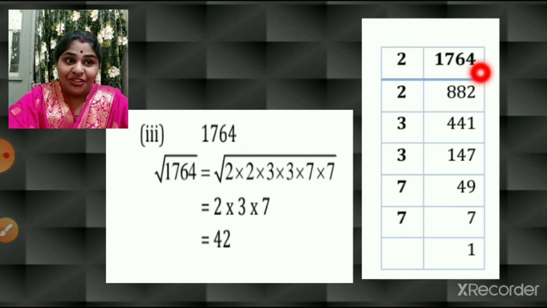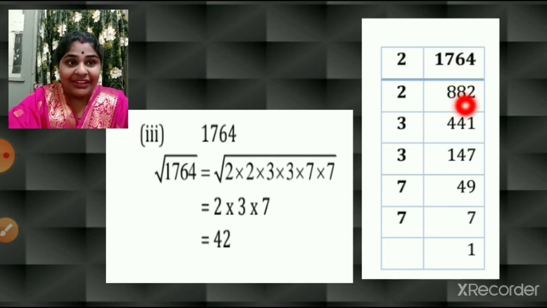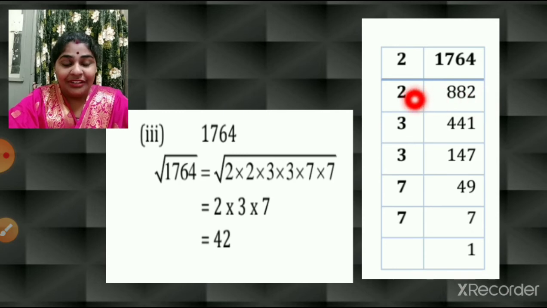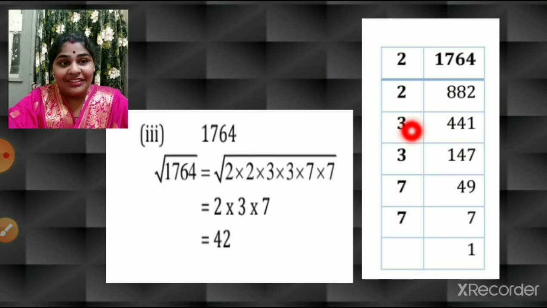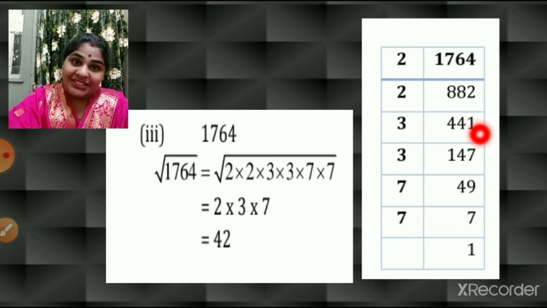1764. Again at the units place it is 4, so I know it is divisible by 2. So 1764 divided by 2, I'll get 882. Again at the units place I can see 2, so it is divisible by 2. So 882 divided by 2, I get 441. 441 divided by 3. Now how will I know this is divisible by 3? 4 plus 4, 8. 8 plus 1, 9. And my test of divisibility of 3 says that when you add all the digits in the given number, if the sum is divisible by 3, then the whole number is divisible by 3.